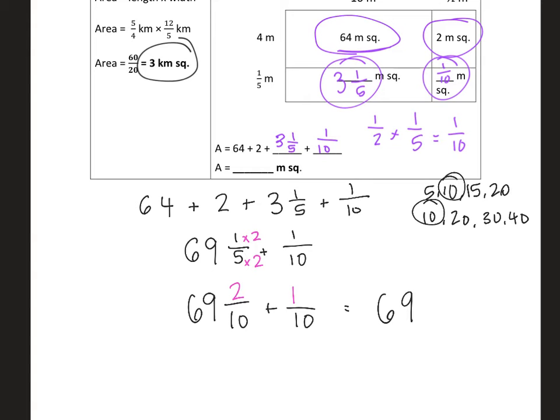69 3/10 square meters. Okay. So up here, I'm going to go back and write 69 3/10.